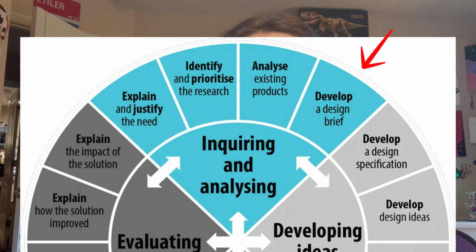Next up, A4. Personally, A4 is my favorite out of the inquiring and analyzing stage. In this stage, you're developing your ideas. You have all of your research, you have all of your inspiration. Now it's time to bring it all together. What my teacher had us do is create a vision board. Probably one of the best ways you can organize your thoughts.